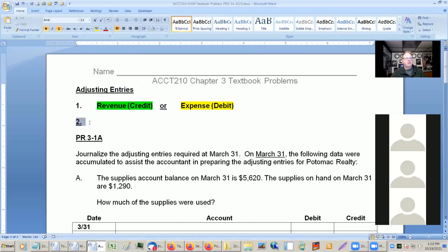Two. No cash. Now they are going to have other assets, but there's not going to be any cash in these adjusting entries. So they have to have a revenue or expense, one or the other, and no cash. The revenue is for what is earned. And the expense is for what's used.